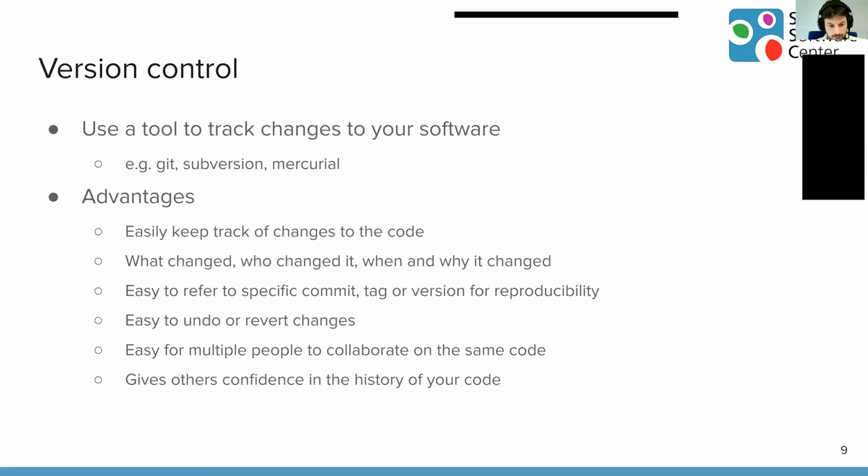And this gives other people confidence in the history of your code. So making your code open source gives them confidence that you think it has value. And here you're making the entire history open as well. So it's very transparent. It shows how the code was developed, the history, and it gives people confidence in your code.